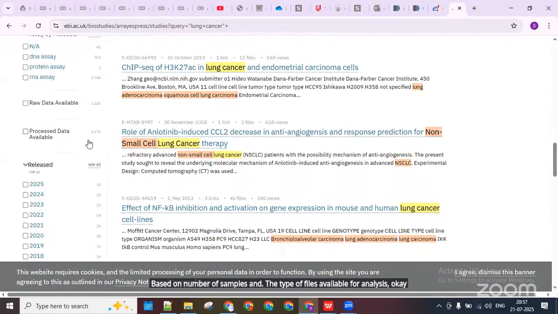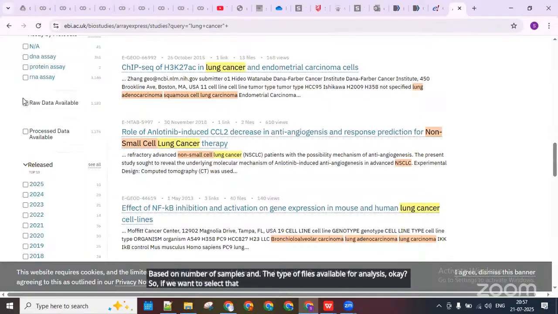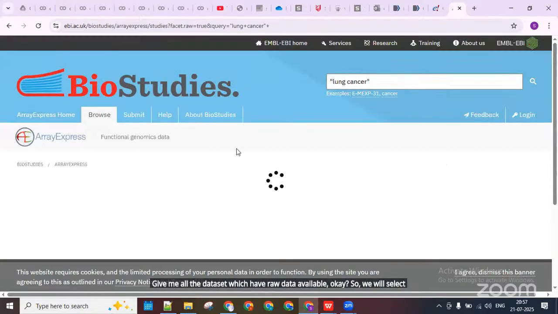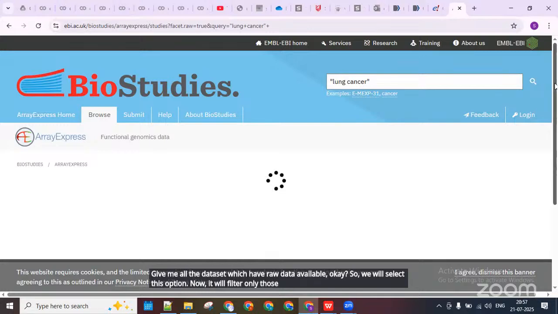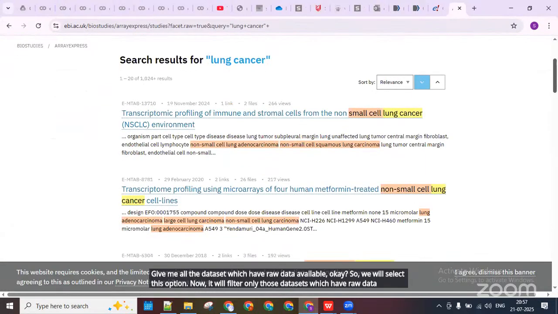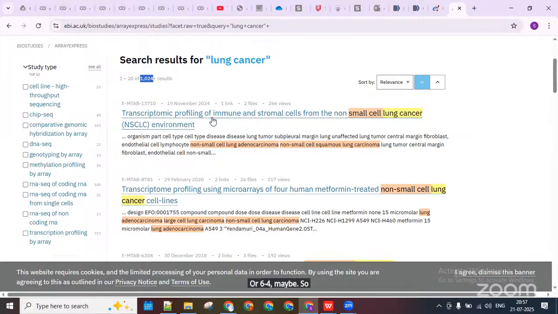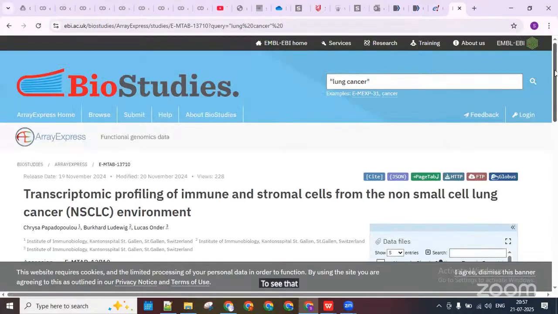If we want all the data sets which have raw data available, we select this option. Now it will filter only those data sets which have raw data available, not the processed ones. So now we have only about 1024 samples. Earlier it was 1065, right? Or 64 maybe. So here we have the raw data samples only. We can click on any link and proceed to see what samples are present there.